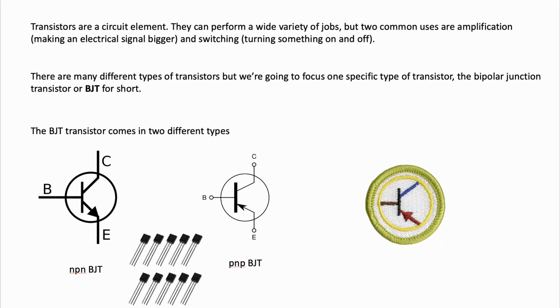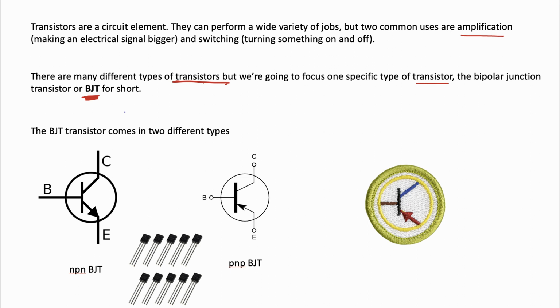Okay, so the next thing is transistors are a circuit element. And again, they do a lot of different things, but their two common applications are amplification, that means making an electrical signal bigger, and switching, turning something on or off, like a light switch. There are many different types of transistors, okay? But we're going to focus on one specific type of transistor. It's called the bipolar junction transistor, but you can just call it BJT for short. That's what everybody calls it.